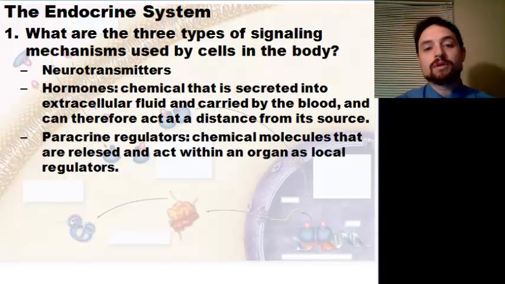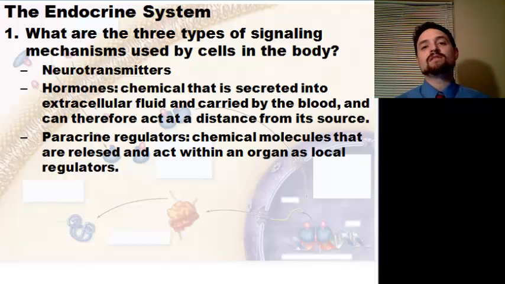Hormones are another type, and hormones are chemicals that are secreted into extracellular fluid and carried by the blood and can therefore act at a distance from their source. And these primarily are going to be produced by glands in the body and then transferred to other areas of the body. And we'll look at some of these hormones in the endocrine system and what they cause. And then there's paracrine regulators. Now, paracrine means that it's a short distance. So there are chemical molecules that are released and act within an organ as a local regulator.